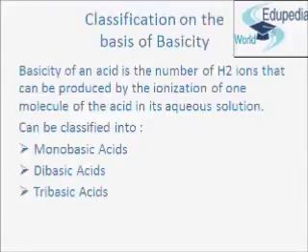Classification on the basis of basicity. Basicity of an acid is the number of hydrogen ions that can be produced by the ionization of one molecule of the acid in its aqueous solution. And on the basis of basicity, acids can be classified into monobasic acids, dibasic acids and tribasic acids.